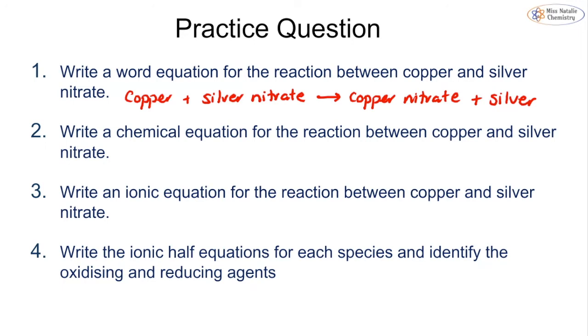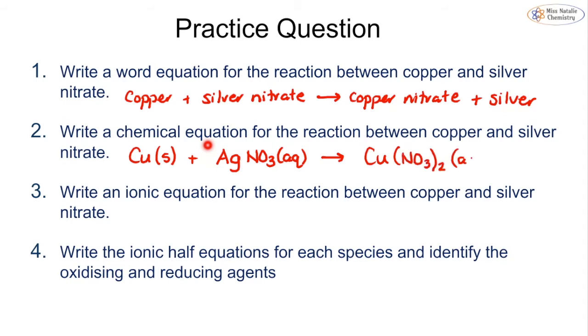Now we want to write out the chemical equation for this, and we want to include state symbols where possible as well. So we have copper metal reacting with silver nitrate, which is aqueous, to give us copper nitrate, which is aqueous, plus silver metal. And of course, we have to make sure that this is balanced. So we have 2 silver nitrates and 2 silvers.